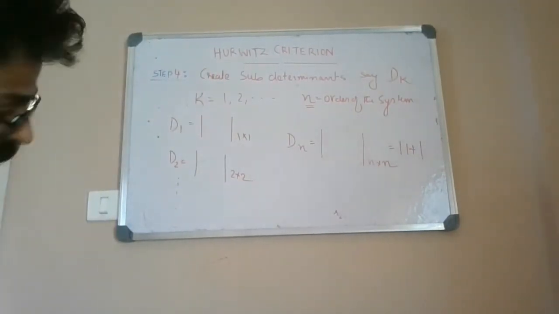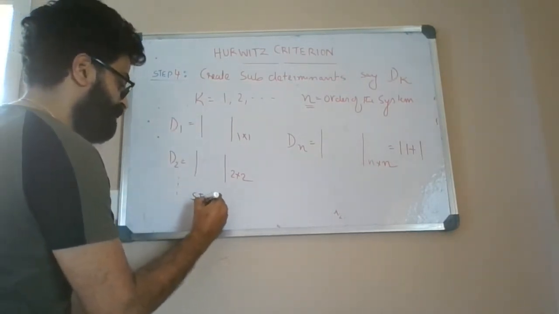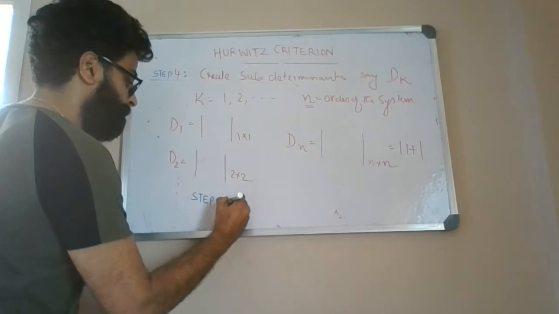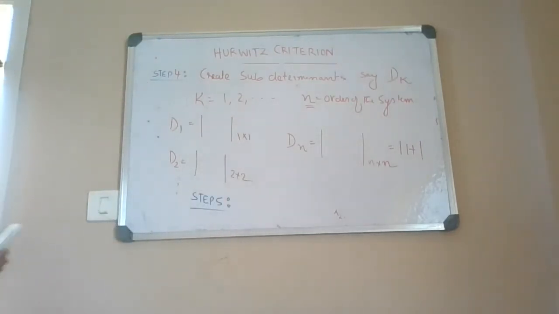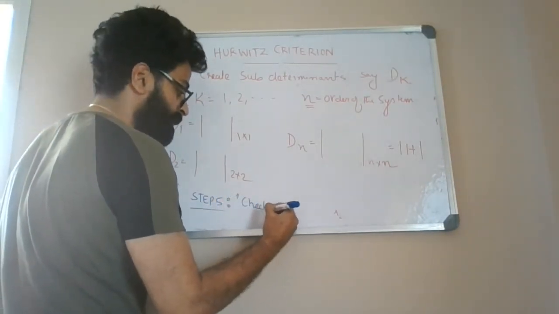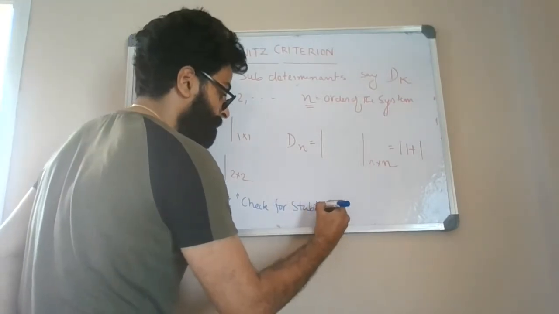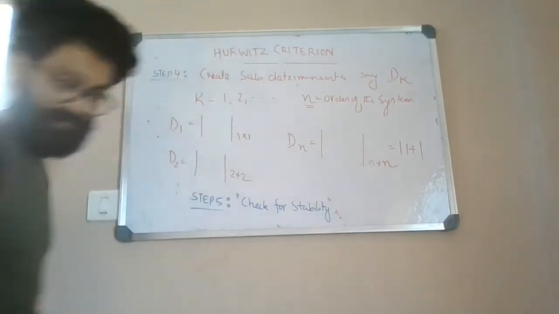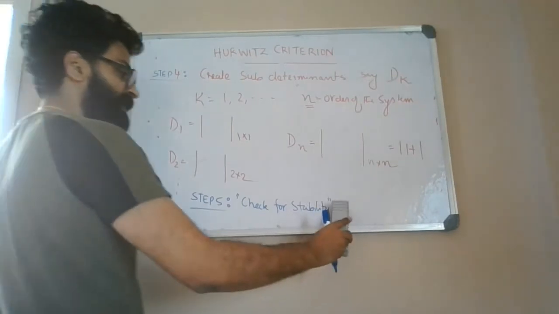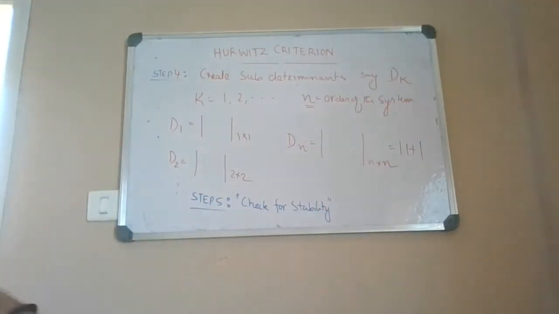Once you create these subdeterminants, you can apply step 5. In step 5, you will be checking for stability. So in the last step, step 5, you check for the system stability.